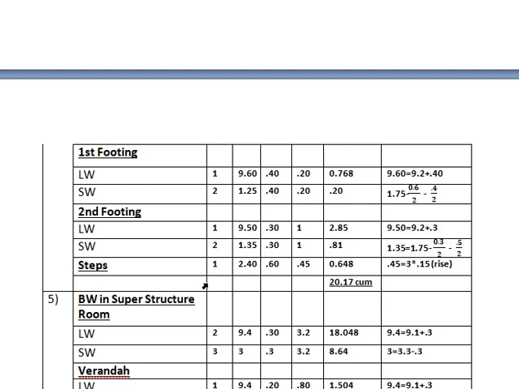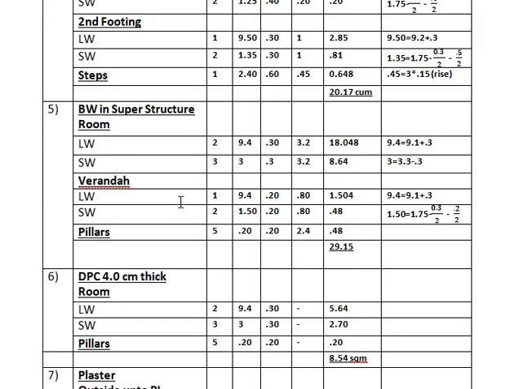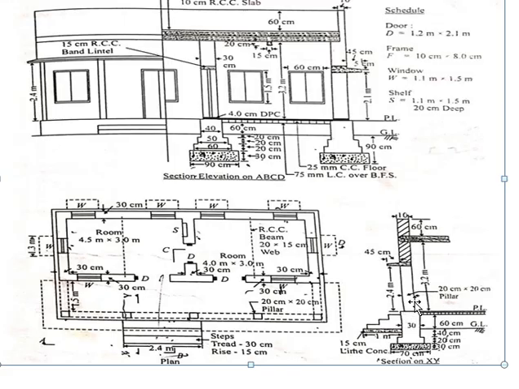Now talking about the brickwork in superstructure, you have to follow the same procedure for the room as we have calculated in the past for long wall, short wall. Now talking about the veranda, for the long wall, you have the same procedure, 9.4, simply 9.1 plus 0.3. As you can see, for the superstructure, from this diagram, it is 0.3. That is why we're adding 0.3 for the long wall.